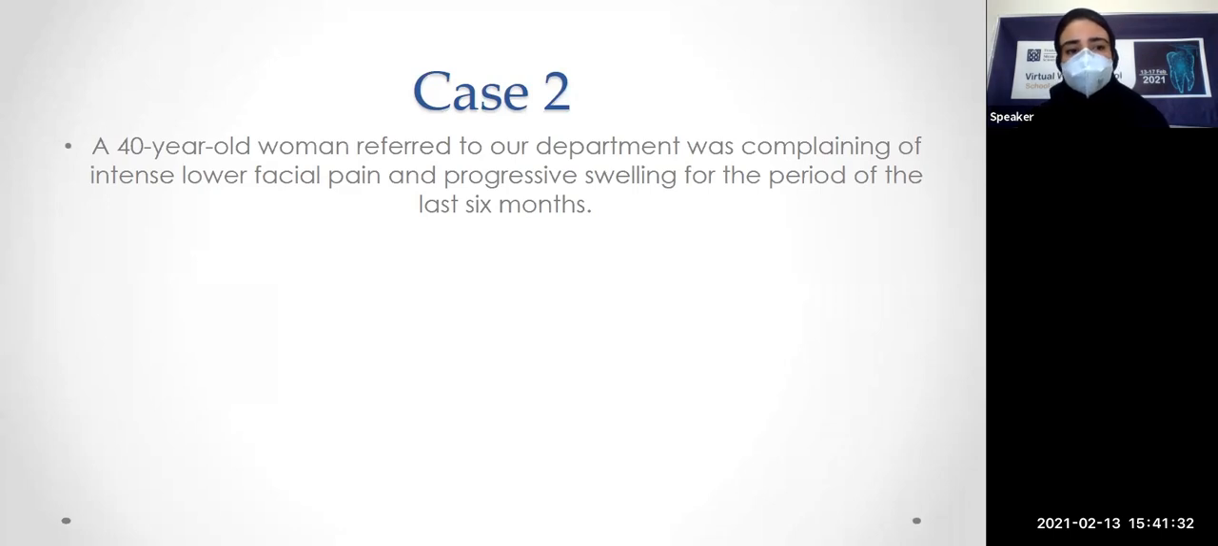The second case is a 40-year-old woman referred to our department with chief complaint of intense lower facial pain and aggressive swelling in the left parotid for 6-month duration.